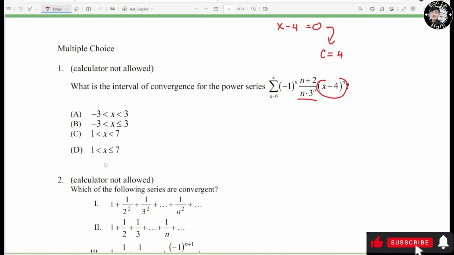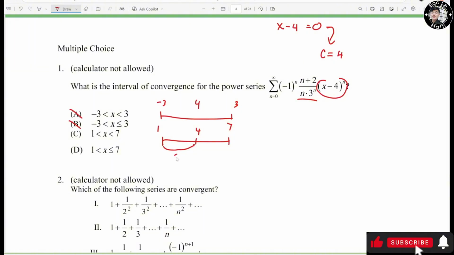You look at the intervals right here. You put 4 in the middle, right? So this is negative 3, this is 3. This guy, 4, doesn't make sense, so you need to eliminate A and B. Only C and D are possible, because you put 1 here, 7 right here, and 4 in the middle. Yes, it makes sense, because the radius of convergence is 3.